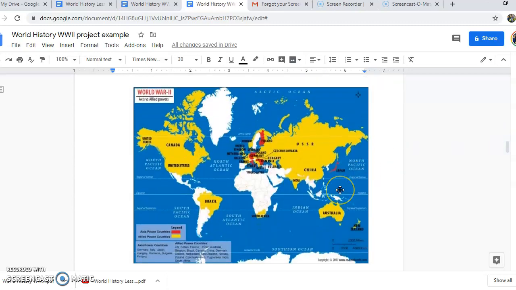You need to have a color-coded map of the world from World War II. This map shows the Axis powers in red, including Japan over here, and then the Allies in yellow.